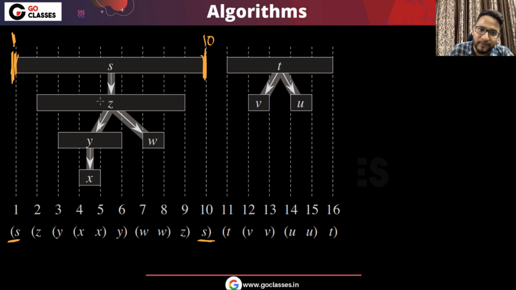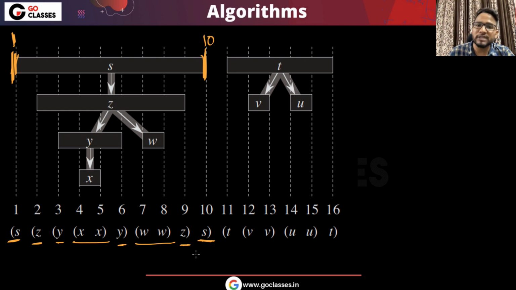And in between, let's suppose z is getting started and z is getting ended. So z start, let's say this, z end, let's say this, and then y start and y end, and then x start, x end, and then w start, w end. So this whole DFS traversal can be mapped with the balanced pair of parentheses like that. Now why it is useful, you will get to know in just a minute.